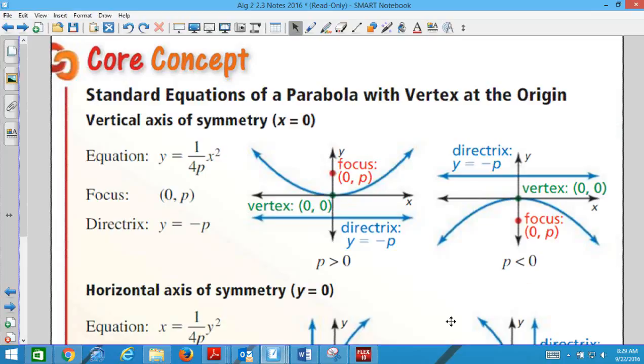So we have already looked at parabolas that open up and down. And we know their equation is y equals something times x squared. This formula here, y equals 1 over 4p times x squared, is how we find the focus and the directrix. The p value goes into the focus right here, (0, p), that's the focus. So once you know what p is, then you can find the focus. The directrix is y equals -p. Once you know what p is, you change the sign, and that becomes the directrix. So all this information is in this chart.